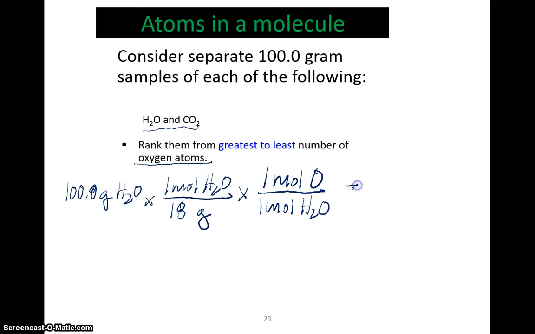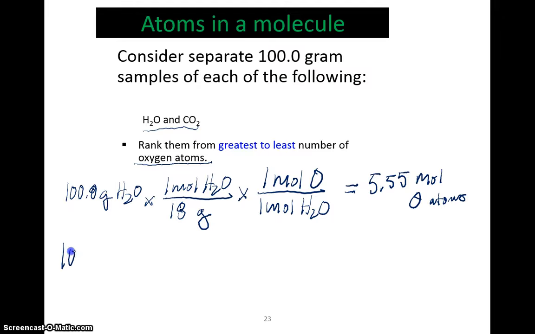Okay? We don't have to go any further to calculate the actual number of atoms because we can just compare number of moles. Again, if we have more moles, it means we have more atoms. So we can go ahead and just calculate out the number of moles of oxygen. When you multiply that out, you get 5.55 moles of oxygen atoms.